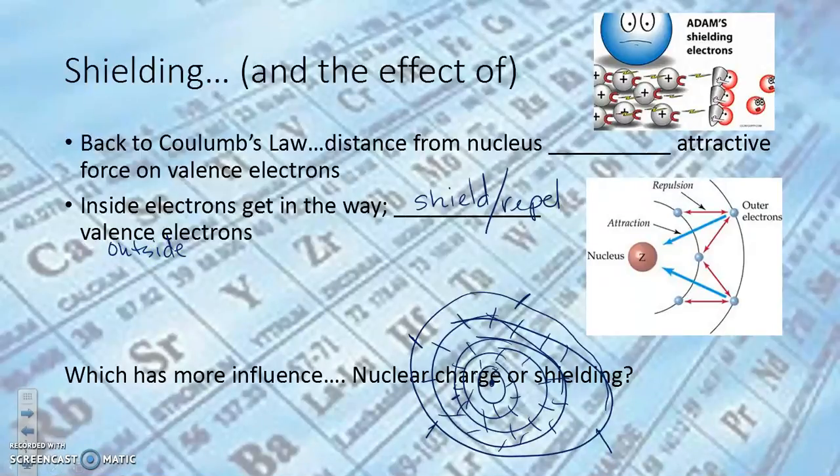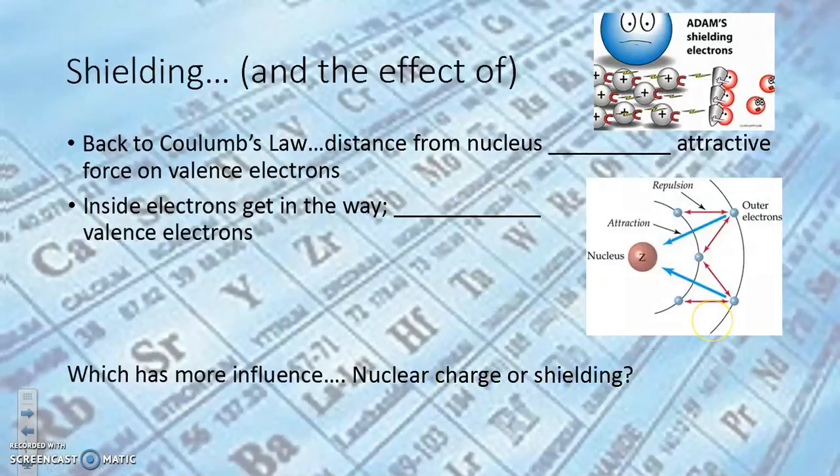Which has more influence, nuclear charge or shielding? As you go down the periodic table, the nuclear charge gets greater and greater, but so does the size of the atom. If nuclear charge was the one that had the most control, then the size of the atom would get smaller as you go down, but it doesn't. So what has more influence? Shielding. Shielding has much more influence.